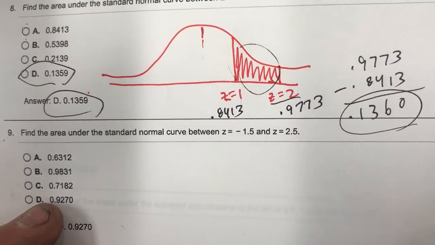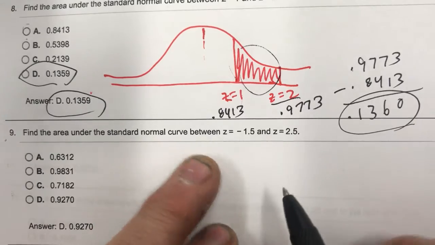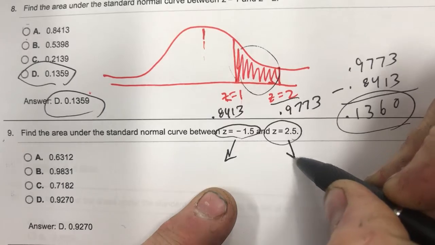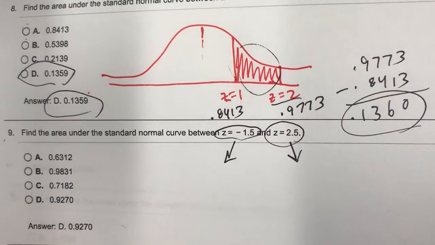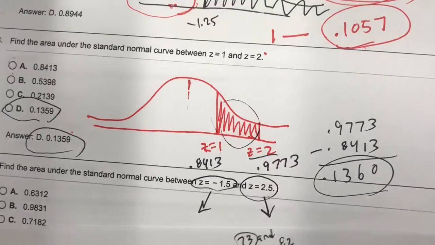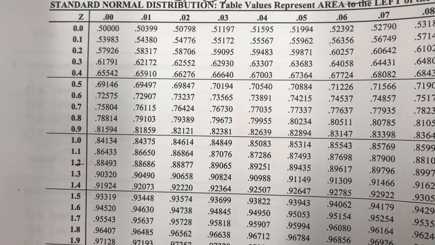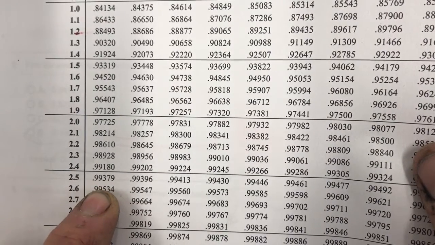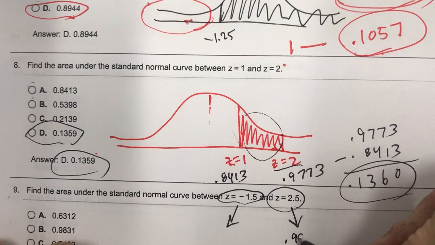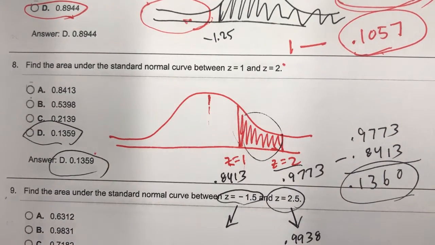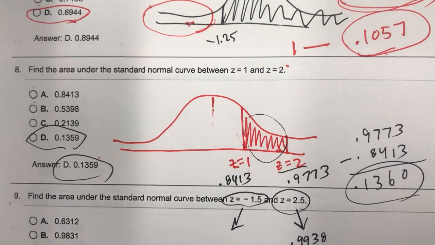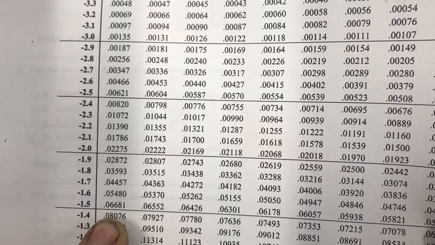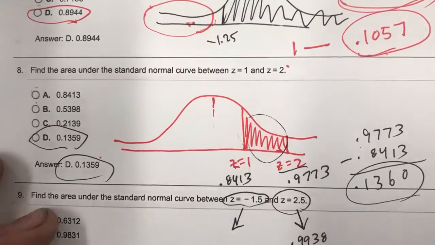Number 9. Find the area under the standard normal curve between z equals negative 1.5 and z equals 2.5. So again, I look this one up, I look that one up, and I subtract them. Okay, so I got the 2.5 right here. 2.5, 0.9938. There's the 2.5. Now the negative 1.5 is right there, 0.0668.